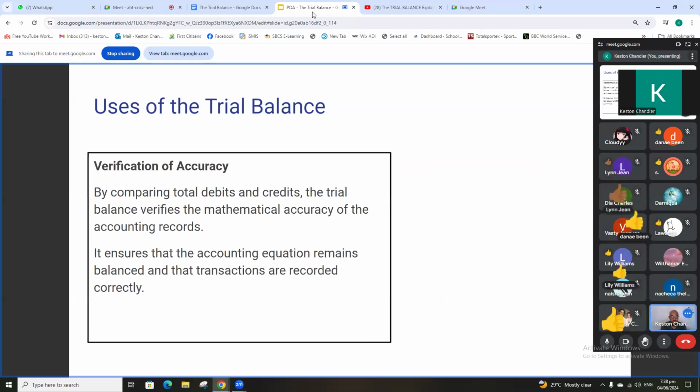So another important use of the trial balance is our verification of accuracy. Again, we are comparing debits and credits, and we are trying to verify the mathematical accuracy.